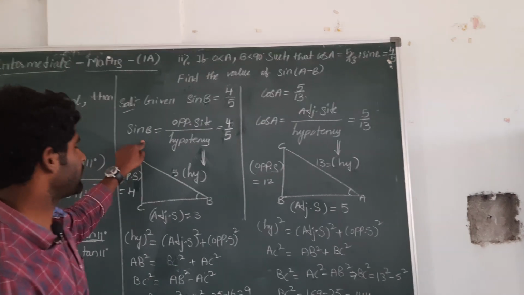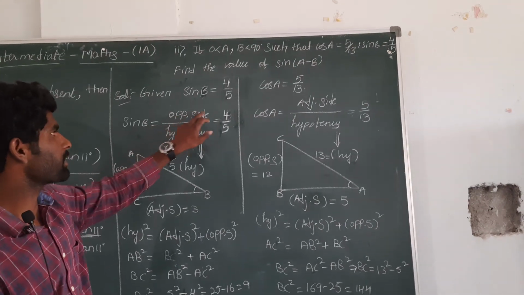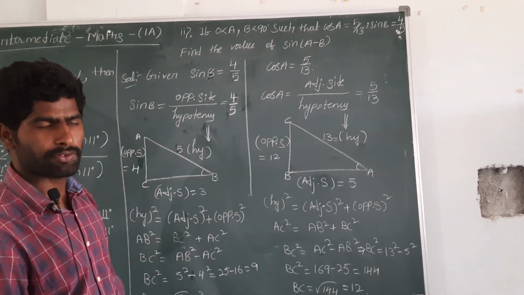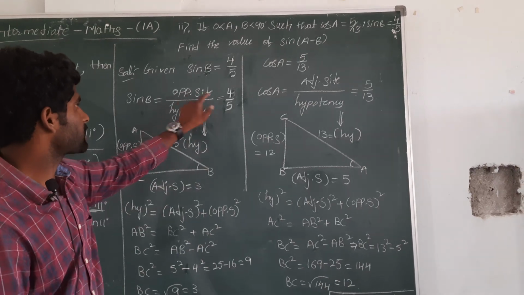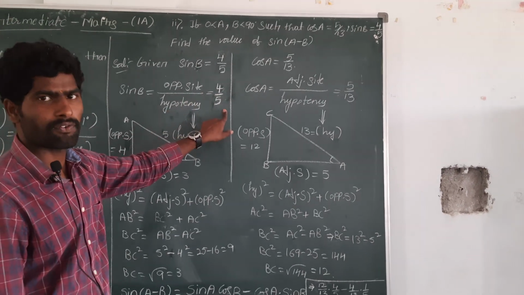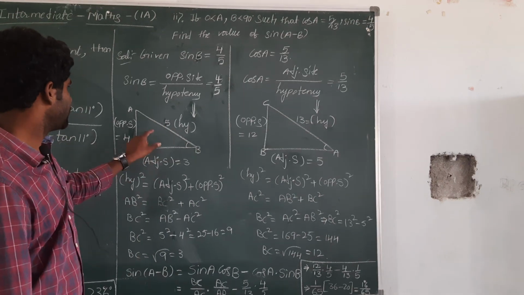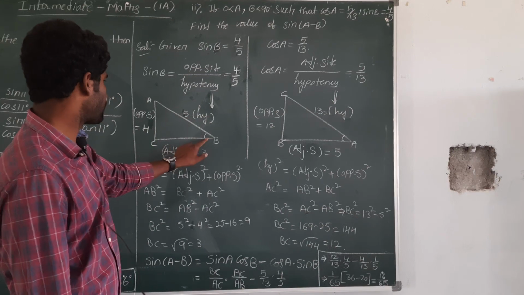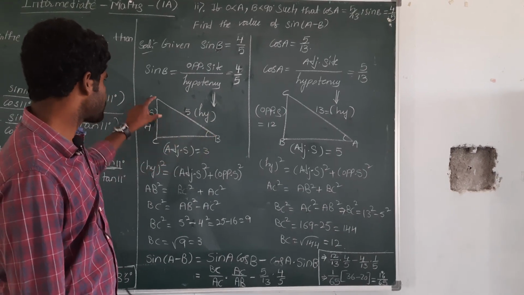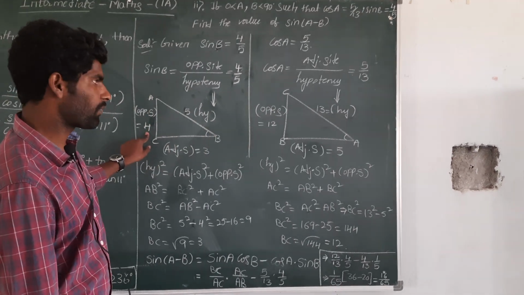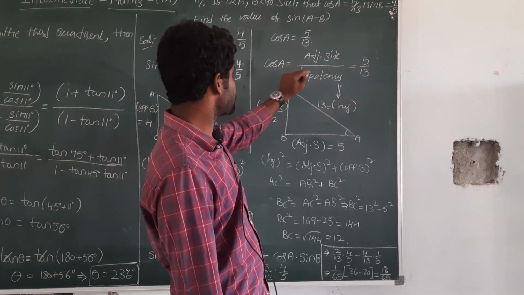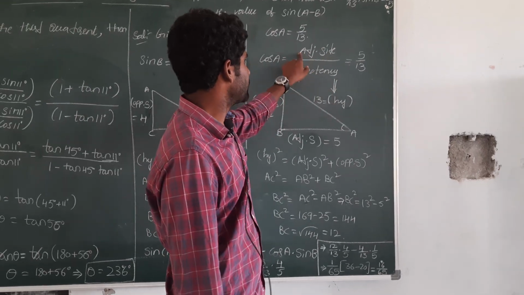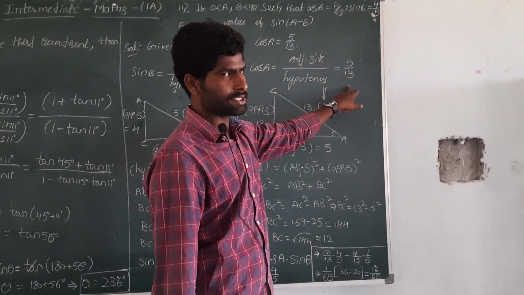The sin formula in trigonometry: sin b is equal to opposite side by hypotenuse. That means in the question they give two side values in the right angle triangle. Opposite side value is 4, hypotenuse value is 5. I can draw the right angle triangle. In this, AB is the hypotenuse, that value is 5. Opposite to angle B, the opposite side is AC, and AC value is 4. Here cos A is equal to adjacent side by hypotenuse. Adjacent side value is 5, hypotenuse value is 13.